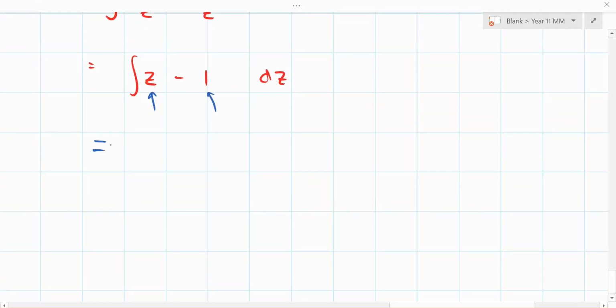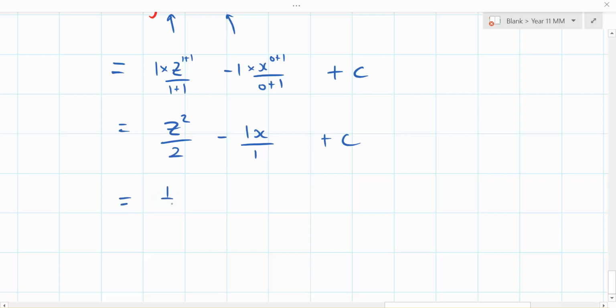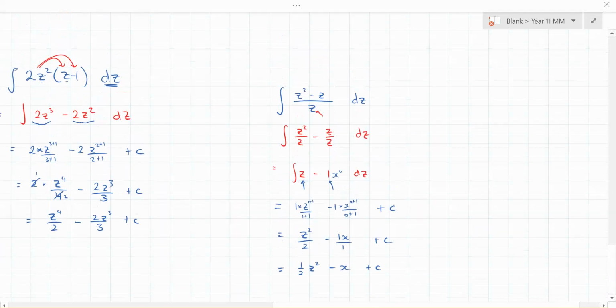So again, using our rule, coefficient is 1 times z to the power of 1 plus 1 over 1 plus 1. And similarly with this one, you can imagine that the constant, -1, is the same thing as writing -1 x to the power of 0. So constant's -1, so a is -1 times x to the power of 0 plus 1 over 0 plus 1. I'm using the same rules, don't forget plus c. This now gives you z squared on 2 minus 1x over 1. But really, if you write it all out again, it's half z squared minus x plus c. Okay, that's how you'd antiderive it if you have a fraction.